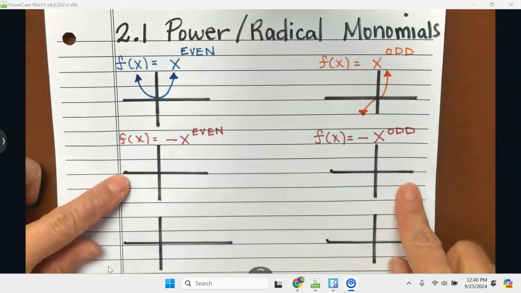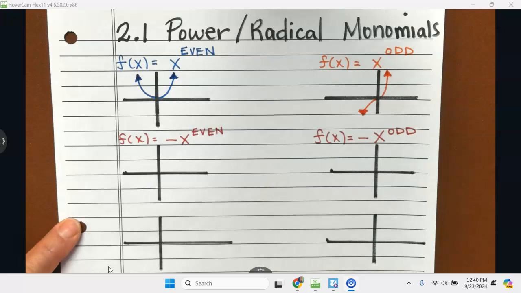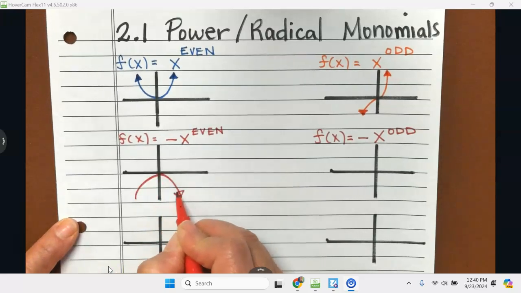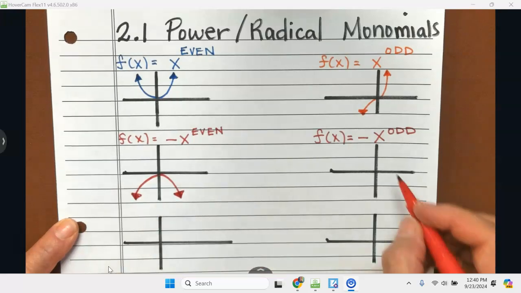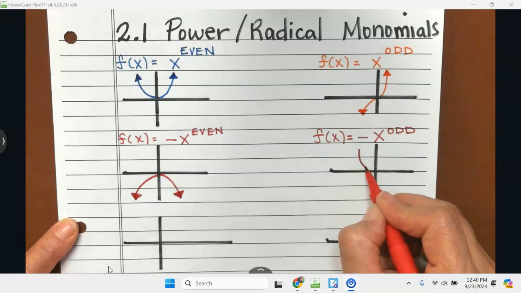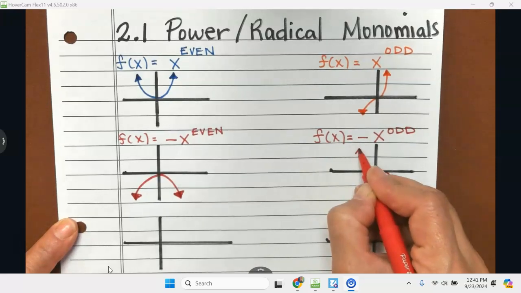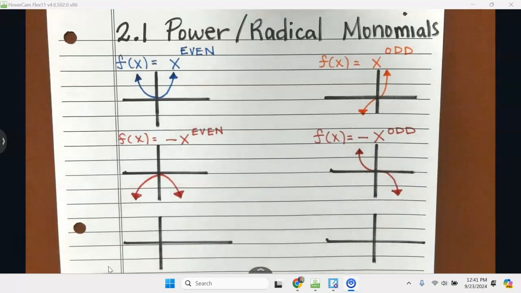And then down here, this row, we're just going to reflect it over the x-axis. So it is going to be an upside down parabola. And make sure you draw your cubic right. It should have a down arrow on the right-hand side here.